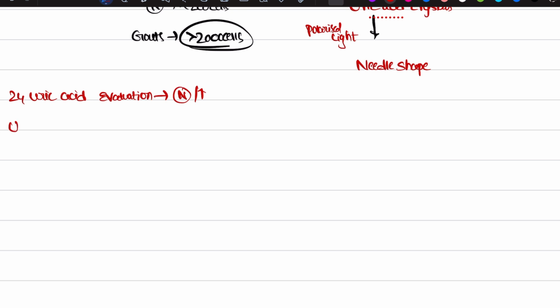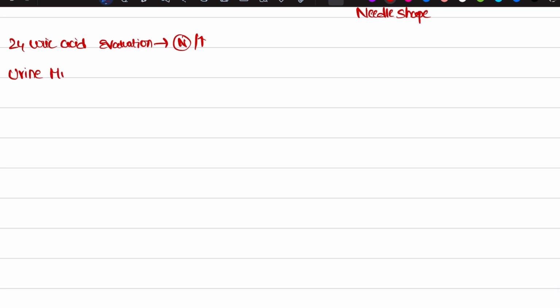urine microscopy. If the uric acid is increased in the body, it will also be increased in the urine. So we are going to collect the urine and see under the microscope what type of crystals we can see in the urine. So we are going to do urine microscopy examination. Under the microscopic examination, what does this urine contain? This urine contains needle shaped crystals.